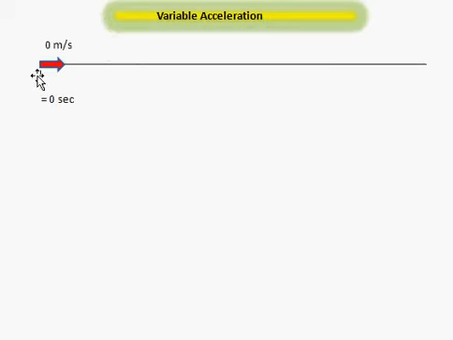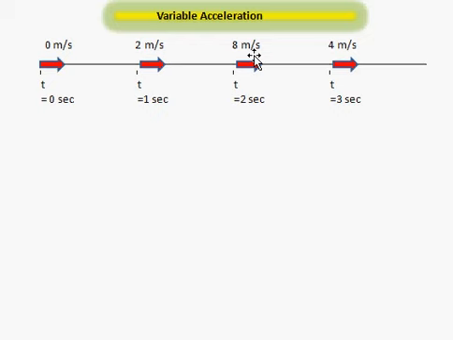Just consider a particle to be in this place at time 0 second, having a velocity of 0 meters per second. In 1 second, it acquires a velocity of 2 meters per second. In 2 seconds, the velocity increases and goes to 8 meters per second. In the 3rd second, the velocity actually decreases from 8 to 4. And in the 4th second, the velocity increases from 4 to 6.